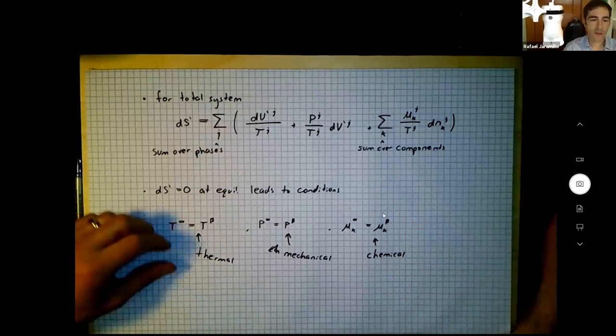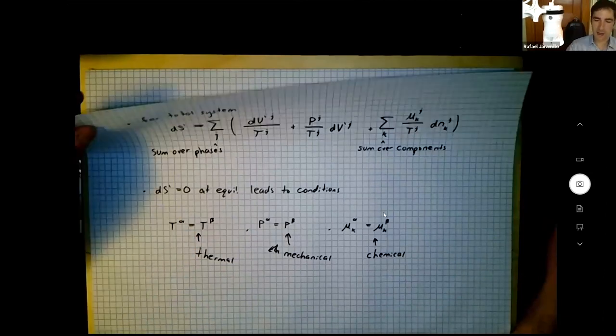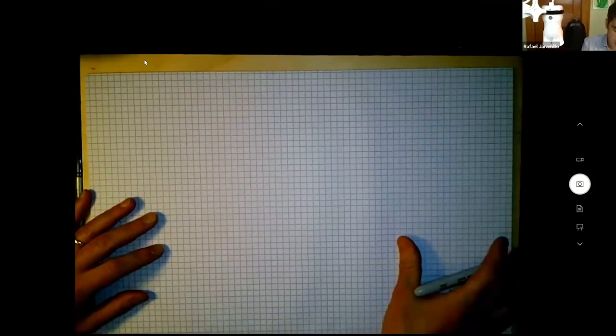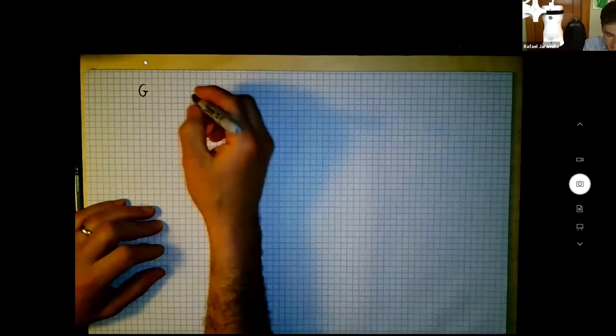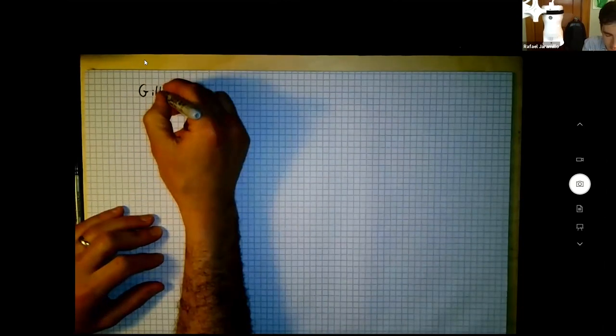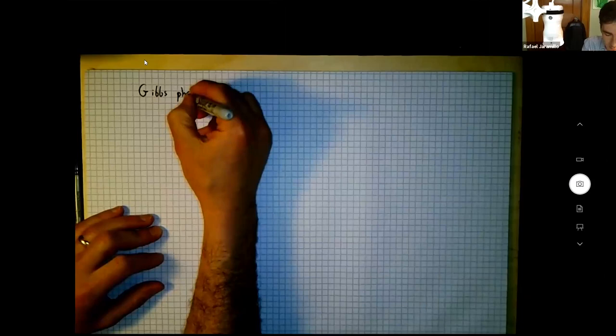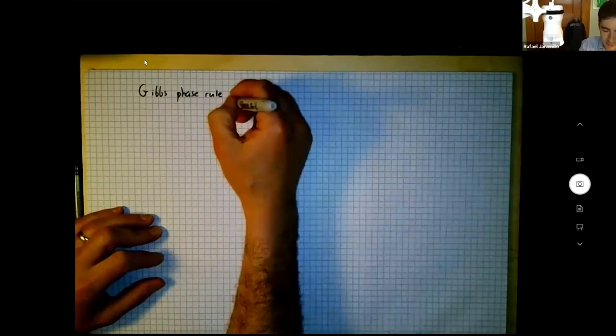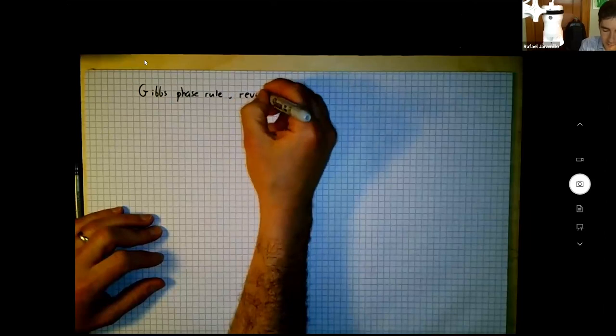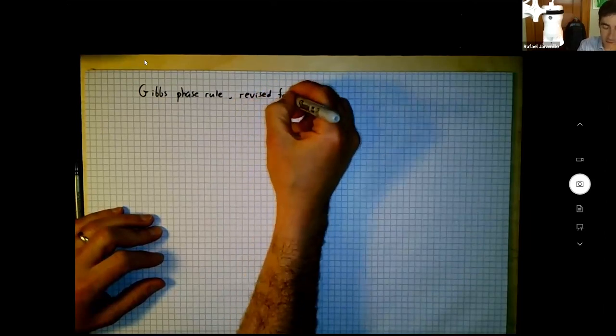All right, so let's see what the implications of this are. We're going to start with Gibbs phase rule. We did Gibbs phase rule before. We did it rather briefly for unary systems. We're going to revise it now, revised for multi-component systems.